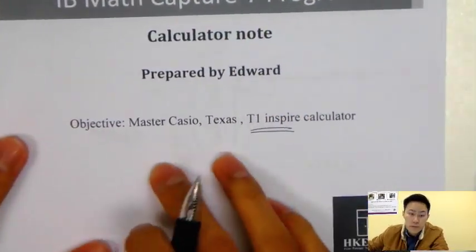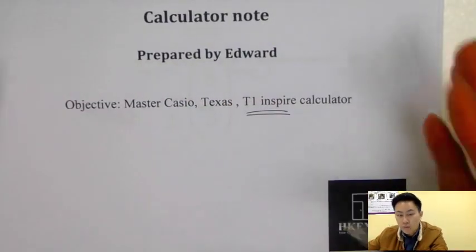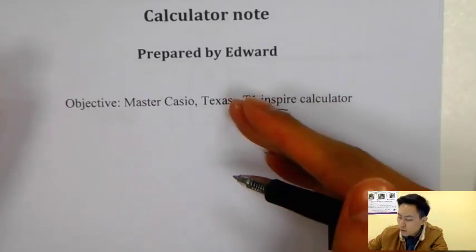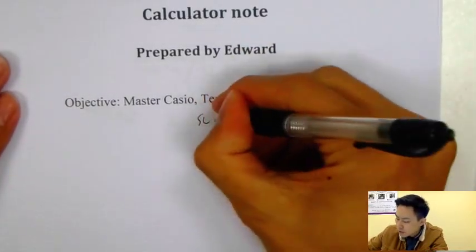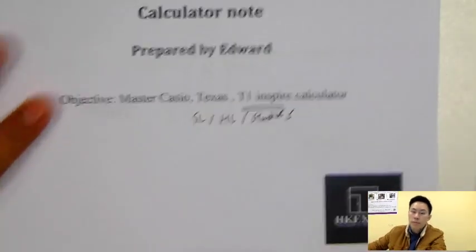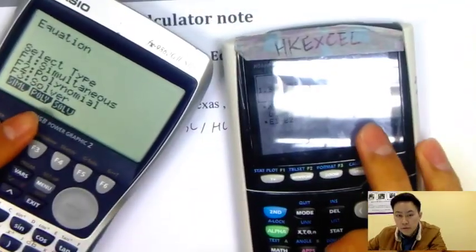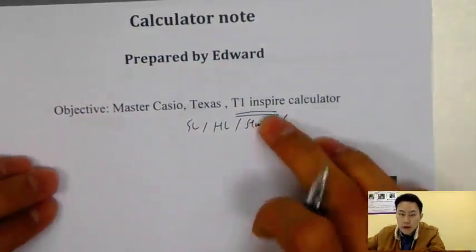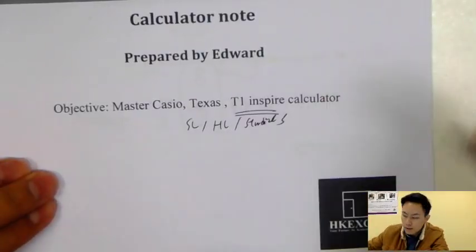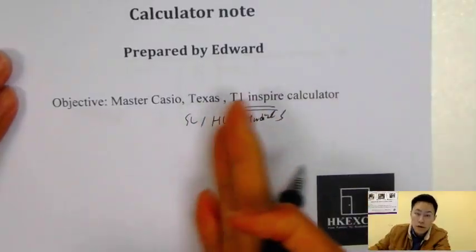Okay, so for this video, I'll show you how to master your Casio, Texas, and TI-Nspire for all the question types. This calculator notes applies to SL, higher level, and also studies. I'll show you all the techniques that you need to know. But in this video, I will only show the operation of the Casio and the Texas model. I don't have the TI-Nspire, but I'll still write down the calculator buttons for you, so then you will know how to do it.